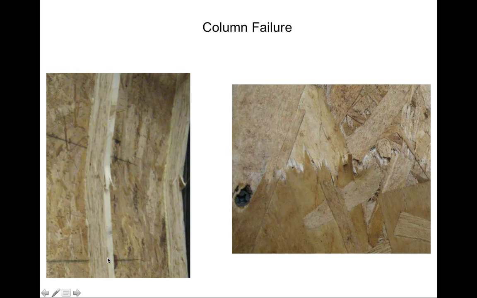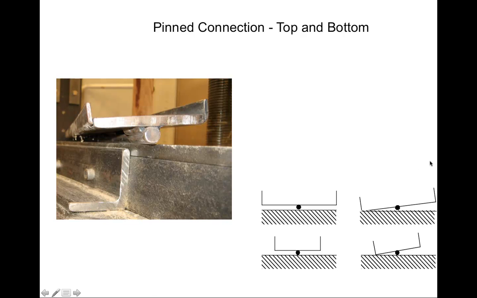Here are the failed columns. And by the way, these columns were able to support anywhere, say, between 17,000 pounds and above that. So they're fairly rigid and fairly strong columns. But here's showing the columns after buckling. Here's showing how the OSB basically failed in this case. And in order to use the pin connection at the top and bottom, here we have the plate that the column basically sat in. Here's the pin connection so it could rotate.